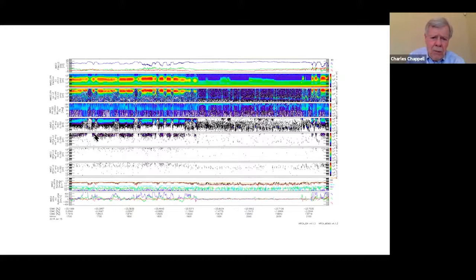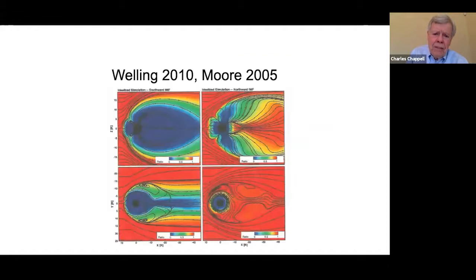Here's He++, which is in the plasma sheet part, but not in the lobes. And then oxygen's here, and He+. Both of those are flowing in the lobes. They're all the way across. So there's a lot to be studied here that can be very valuable for us.